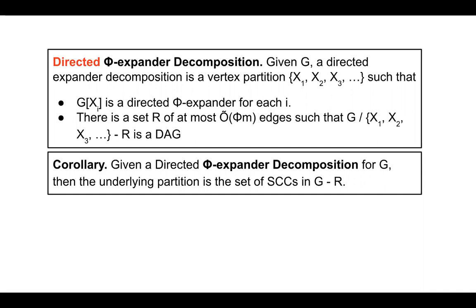So in particular, I state this corollary here that given a directed phi expander decomposition for G, then the underlying partition is the set of SCCs in the graph G minus the set of the back edges R. So in particular, after taking away these edges in R, my expanders are the only SCCs.